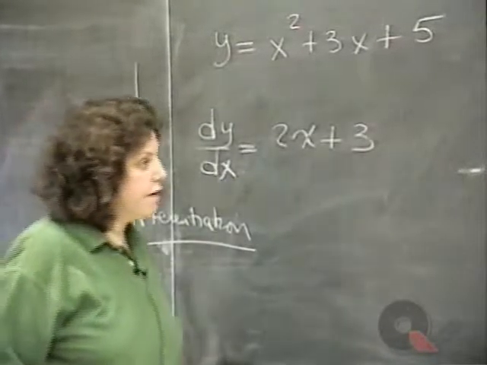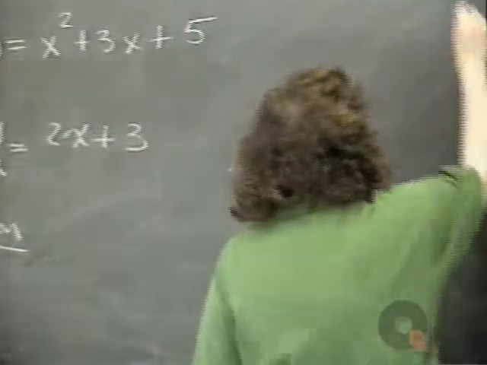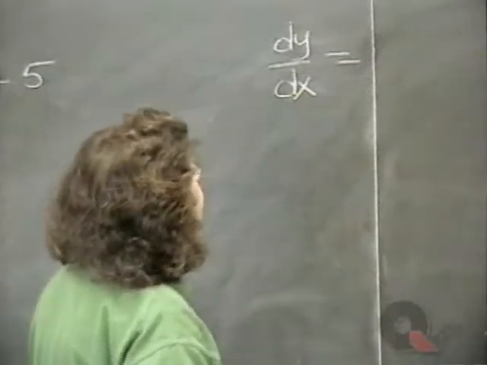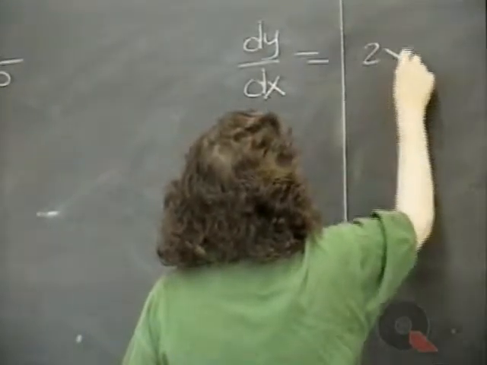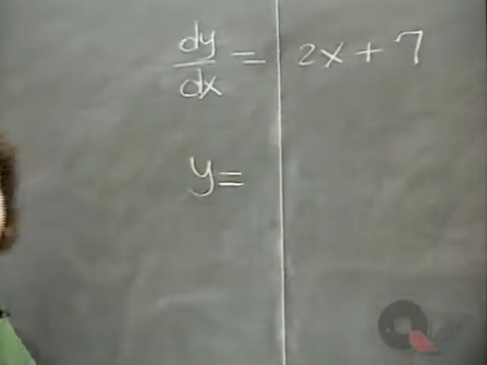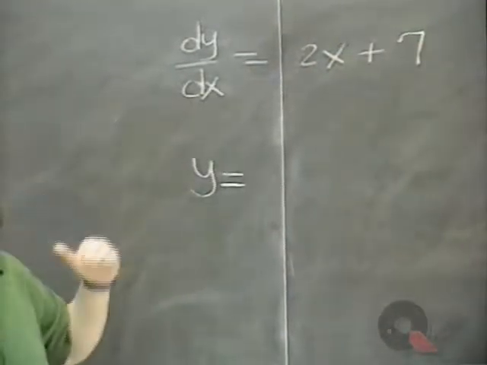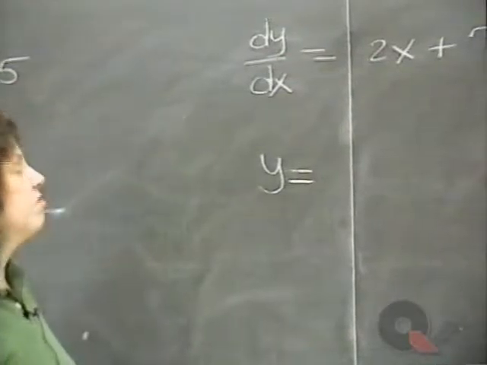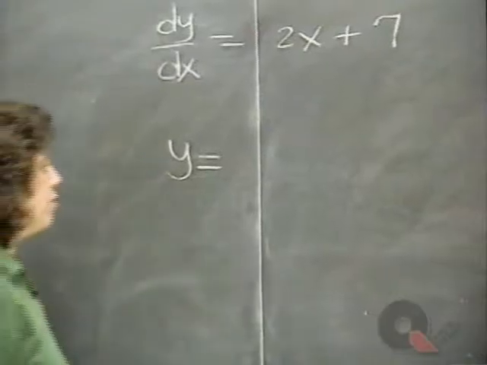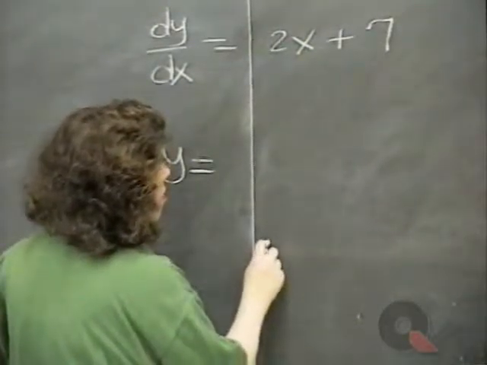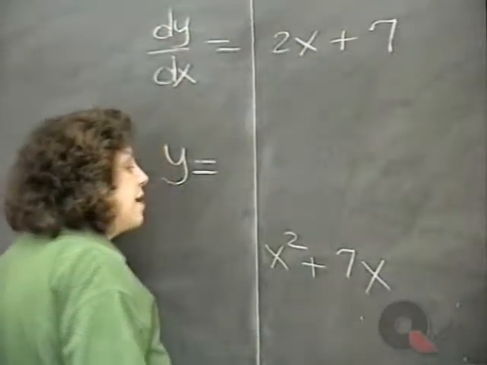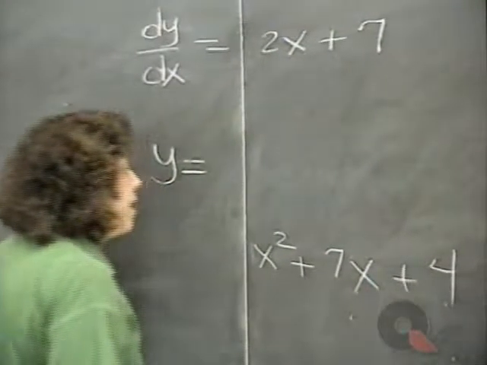On the other hand, if I were to start with dy dx, and say dy dx is 2x plus 7, and I ask you what y equals, going from the derivative back to the function, just from experience you might be able to come up with the answer here. Maybe you would say, well, x squared will give me the 2x, and 7x. Somebody might say x squared plus 7x plus 4, and I'd have to say yes.